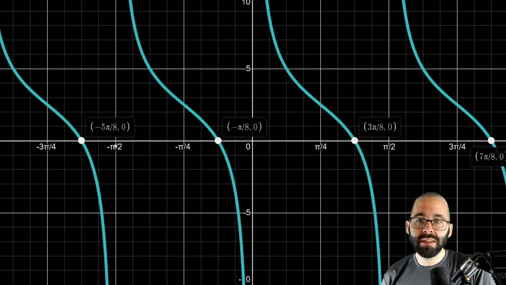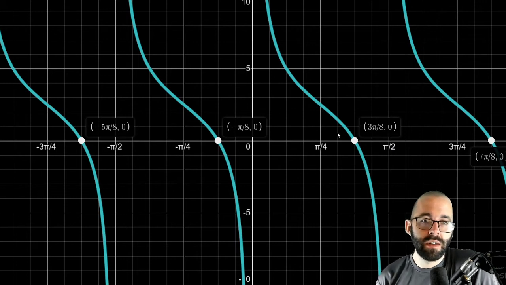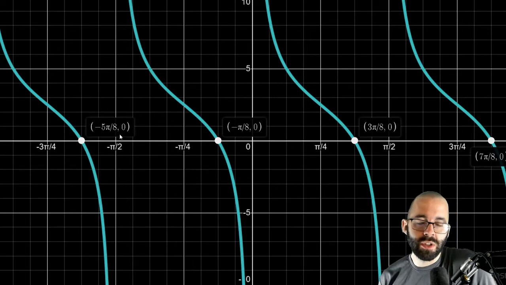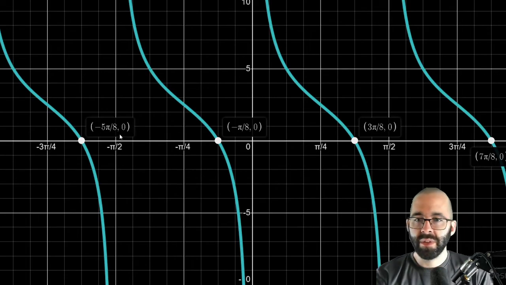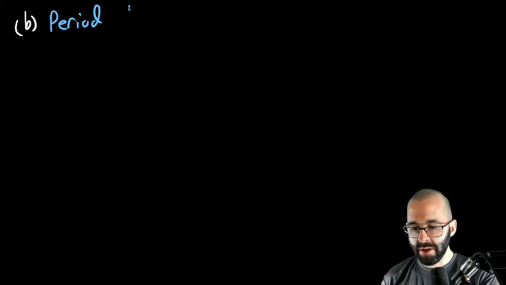For example, our asymptotes are at -pi/2, 0, +pi/2. Our asymptotes are every pi/2 here. Or you could find the distance between these. The distance between these is 4pi/8, which simplifies down to pi/2 as well. Either way, the period is pi/2.